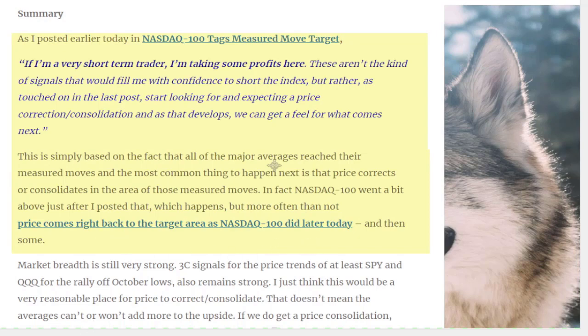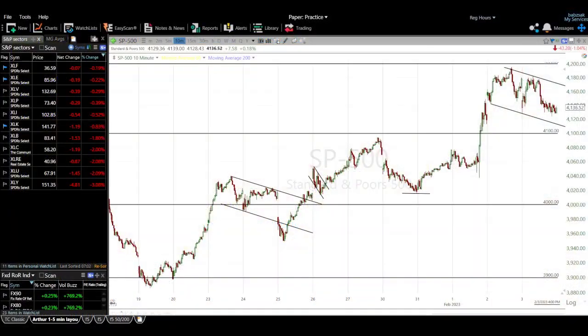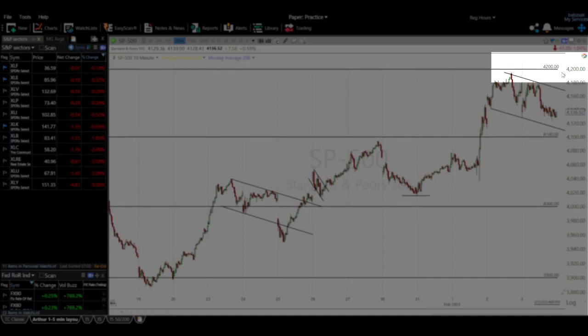So now if I just transition to TeleChart, I'm going to show you the S&P 500. And this is basically where we ended the week. So that's 4,200, that trend line up there.